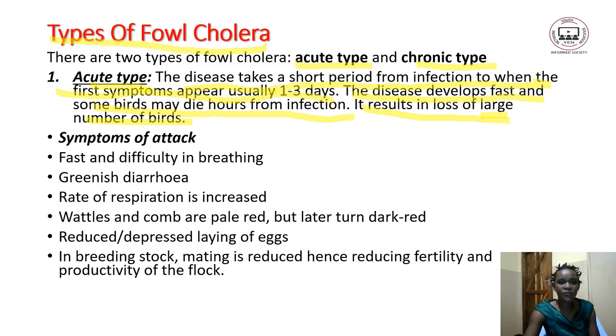Some symptoms of this type of fowl cholera are fast and difficult breathing. They will breathe fast, if at all they are managing to breathe, but also they will experience some difficulty in breathing. Green diarrhea is also another symptom of the acute type. The rate of respiration may also increase. Wattles and combs are pale red, but later turn dark red at an advanced stage of the disease. It reduces laying of eggs, more especially in layers. And in breeding stock, mating is reduced, hence reducing fertility as well as productivity of the flock. So that's the acute type.